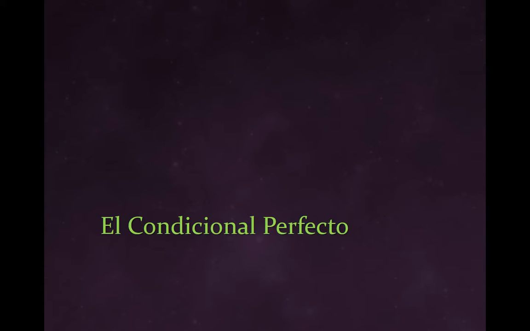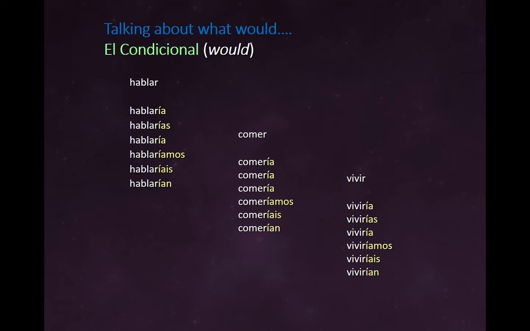In this presentation, we will review the conditional, el condicional, and then we will learn how to form and how to use the conditional perfect, el condicional perfecto. You should recall the forms of the conditional, which you have already learned. El condicional is the tense that communicates the idea of the English word would.